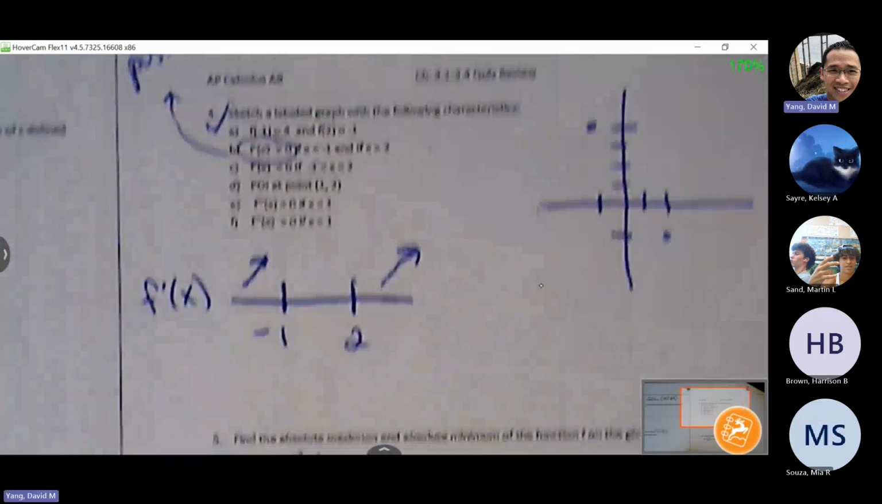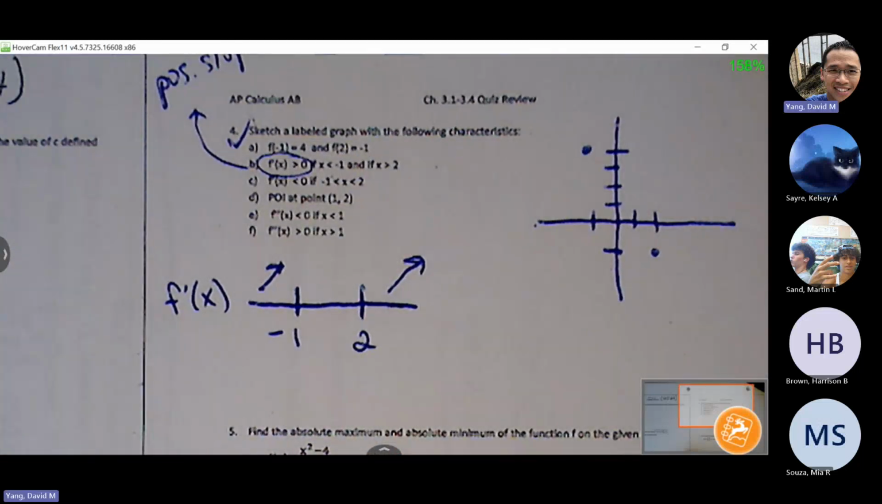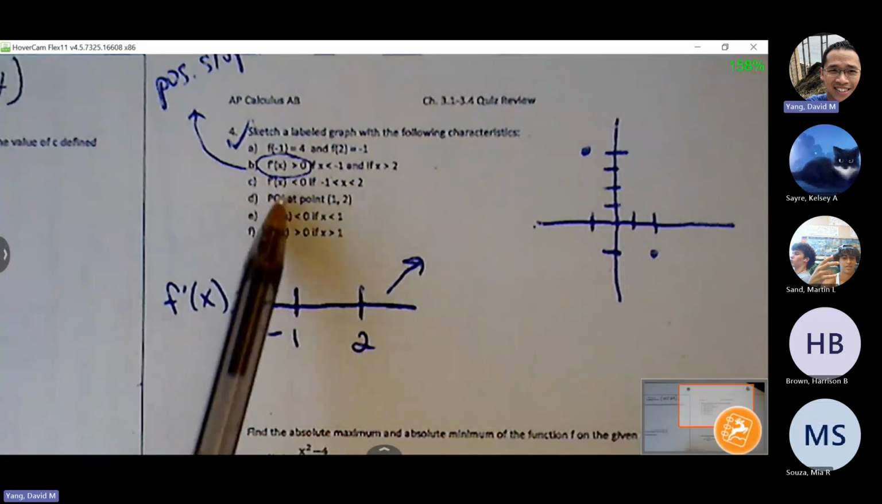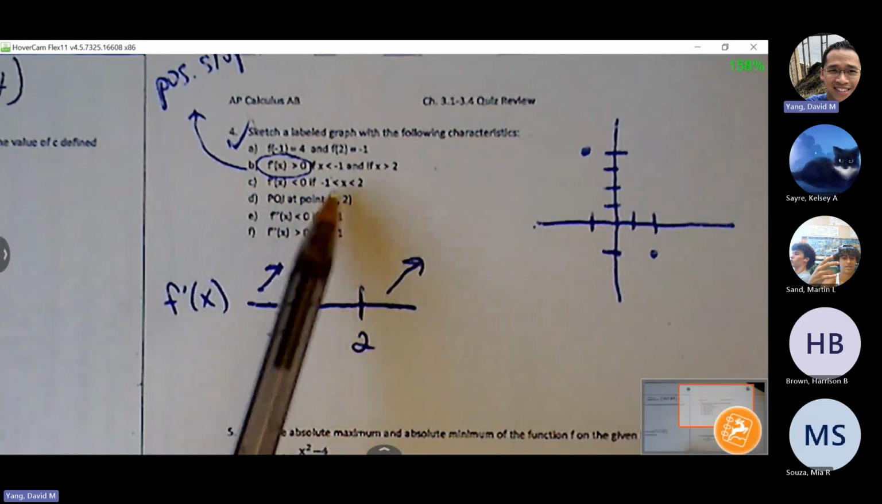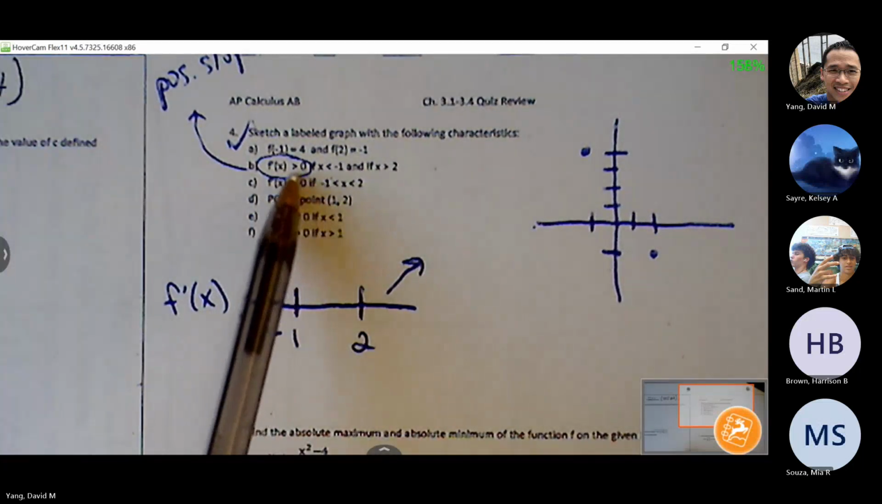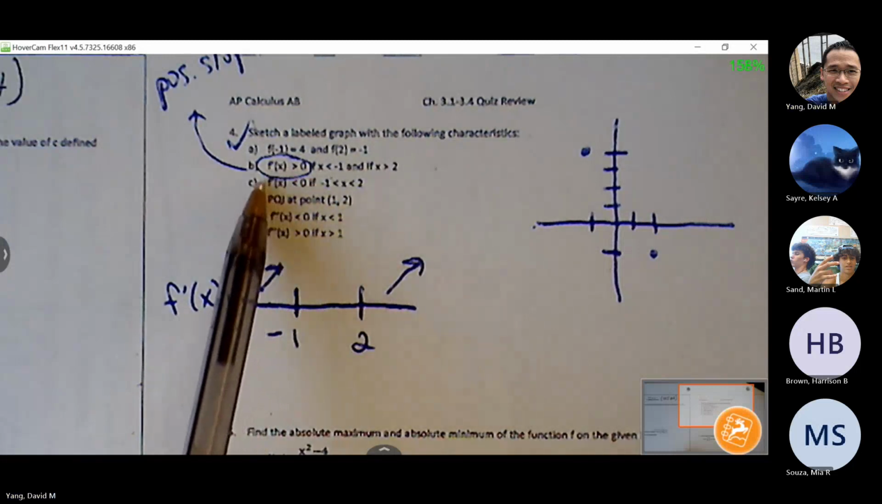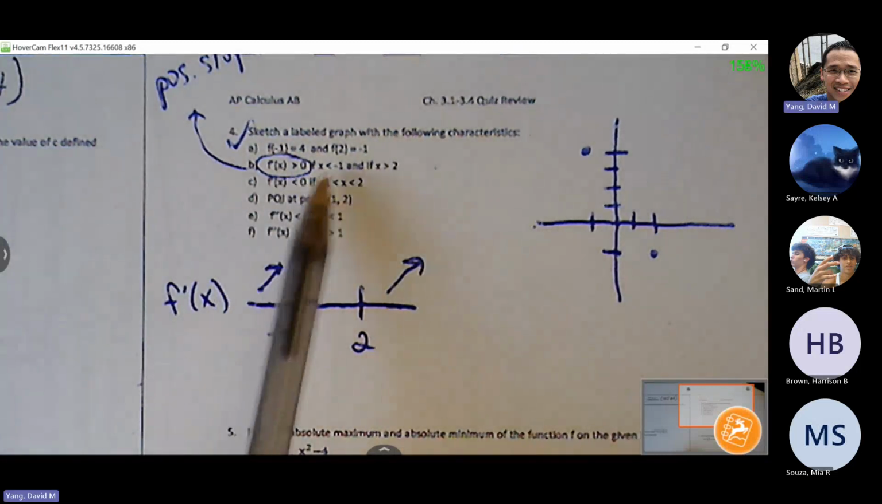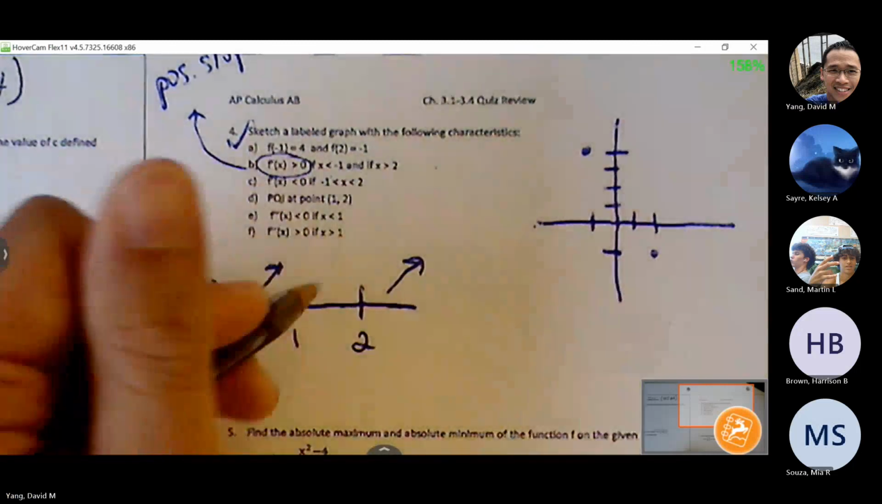Okay. Are we okay with this process? Are you able to look at that statement and convert it into something visual, demonstrate that visually on a sign line? Because if you can do that, then it's a lot easier to sketch your graph, because you know how your graph is going to move. Okay, f prime of x is less than 0 if -1 is less than x is less than 2. What does that mean? F prime less than 0 means negative slope. So the graph is falling in this middle interval.